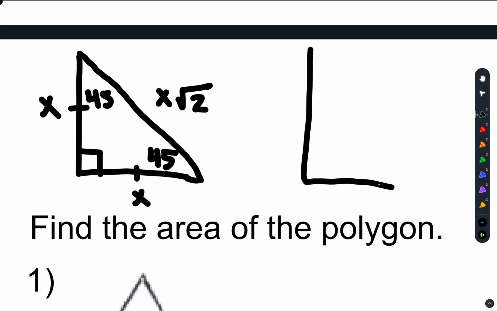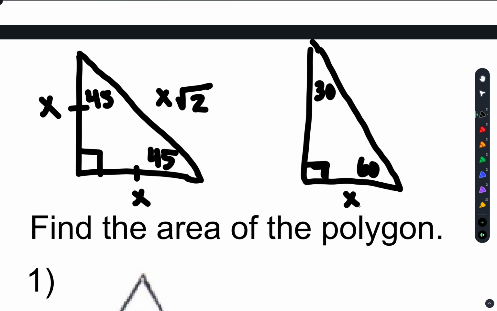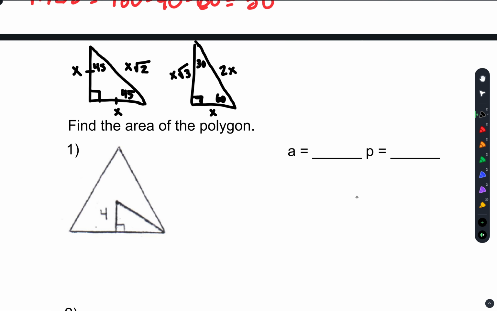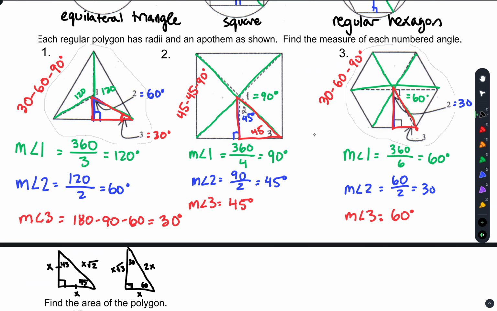And then for a 30, 60, 90, the short leg is x, the long leg is x radical 3, and the hypotenuse is 2 times the short leg. If you do not know your special right triangles at this point, oh boy, you really got to learn your special right triangles. Okay, so what's nice about these three special shapes is that those angles that we just found above here, those are never going to change. They're always going to be the same. So you can memorize these things.